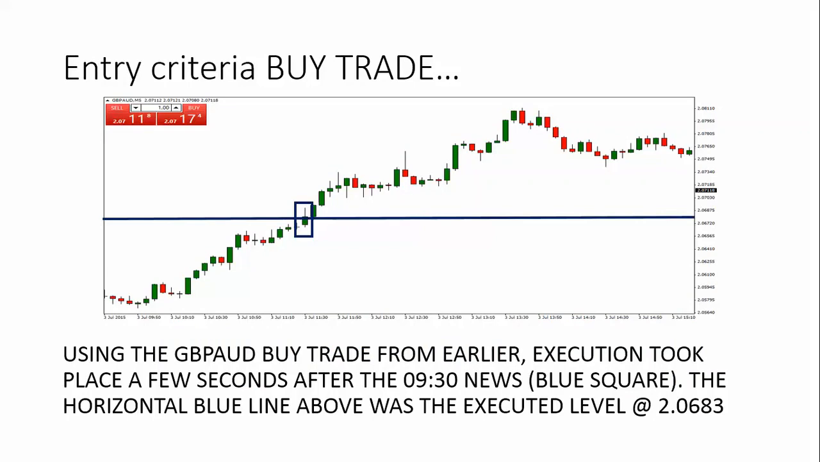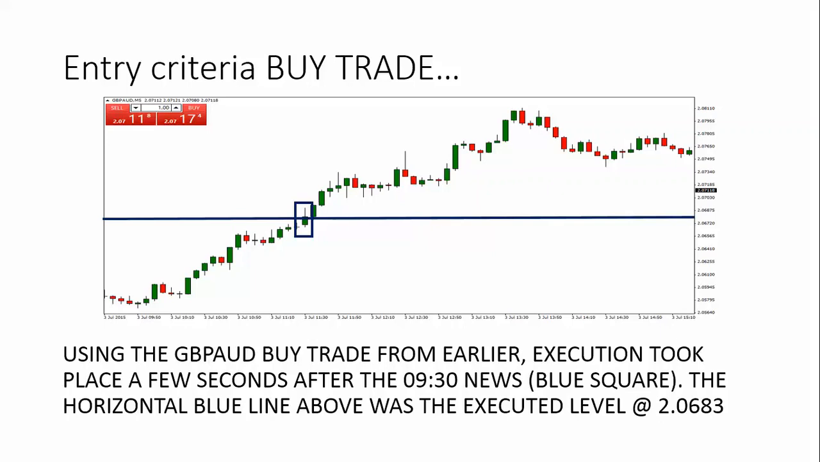So here we have an example of a buy trade. Using the pound Aussie buy trade from earlier, execution took place a few seconds after the 9:30 news, as highlighted by the blue square. The horizontal blue line above was the executed level at 2.0683. So this was me essentially at my charts, listening to the squawk and the Forex news gun. As soon as I heard it, the news came out better. My trade plan came together, and I clicked into the market as quickly as possible.